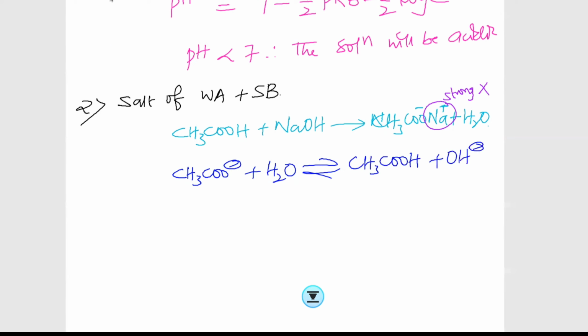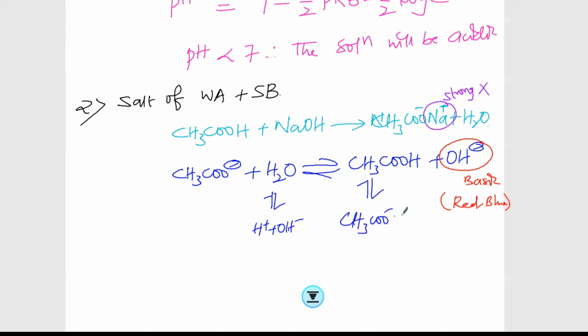So how do you confirm? Red to blue. There blue to red, and here red to blue. So same here also. H2O is present. H2O undergoes dissociation, right? Self-ionization, it forms H plus OH minus, and here acetic acid is present. It undergoes dissociation, CH3COO minus plus H plus. This is Ka, this is Kw, and this is what? KH.